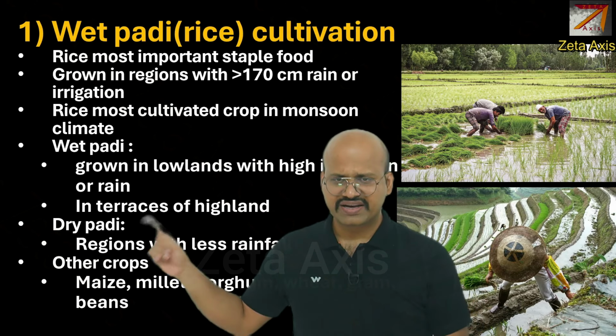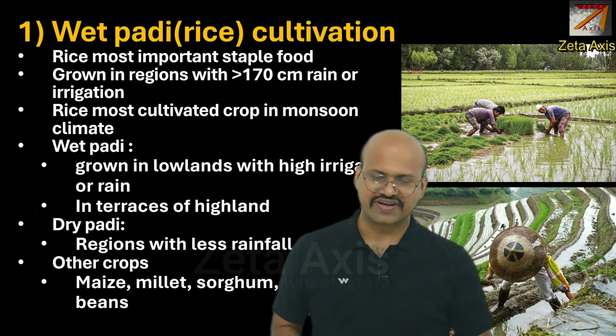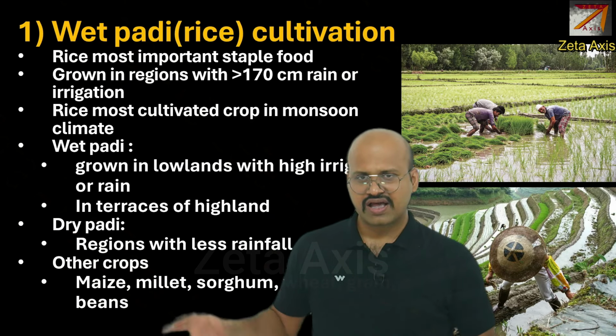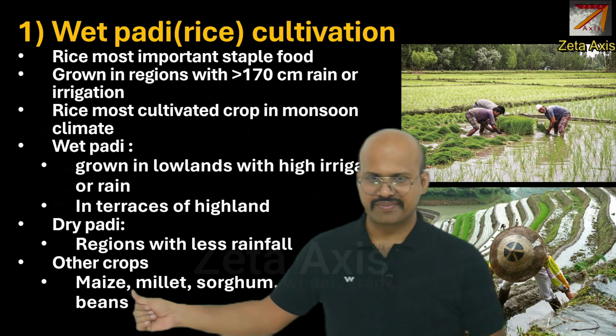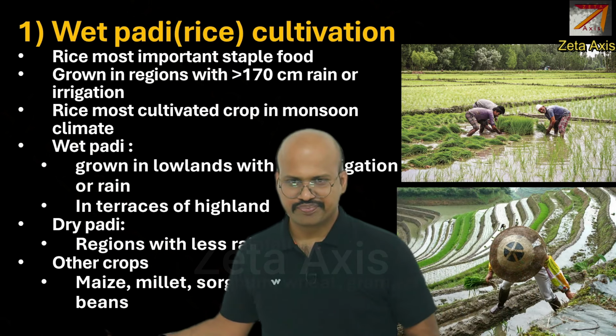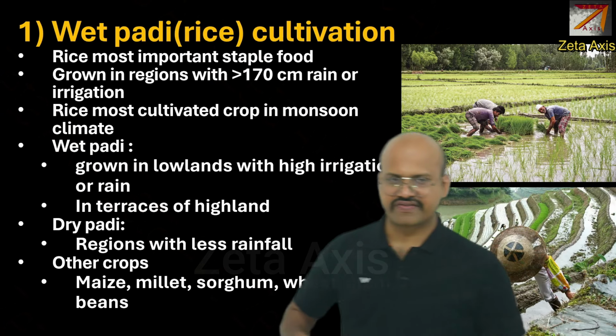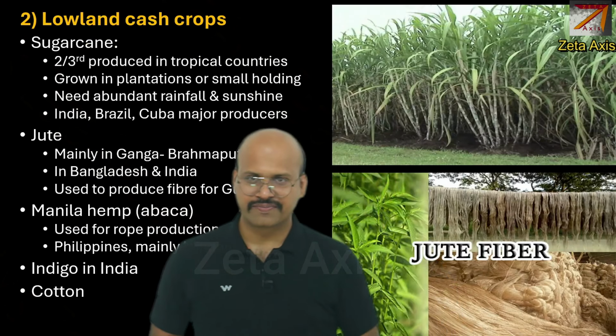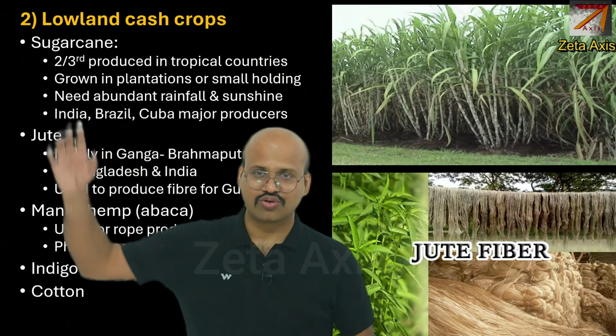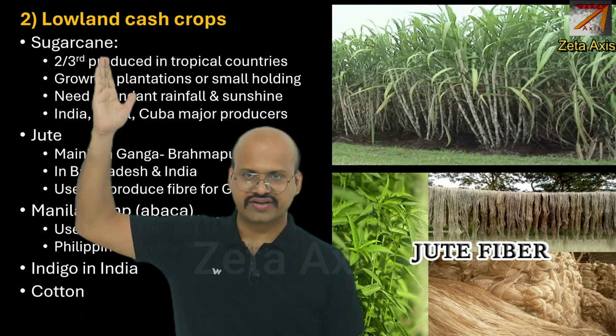Dry paddy farming occurs in the regions where there is less rainfall. Other types of plants which are cultivated are maize, millet, sorghum, wheat, beans and gram. There are several other varieties also which are grown over here. Then the major focus is lowland cash crops like sugarcane.